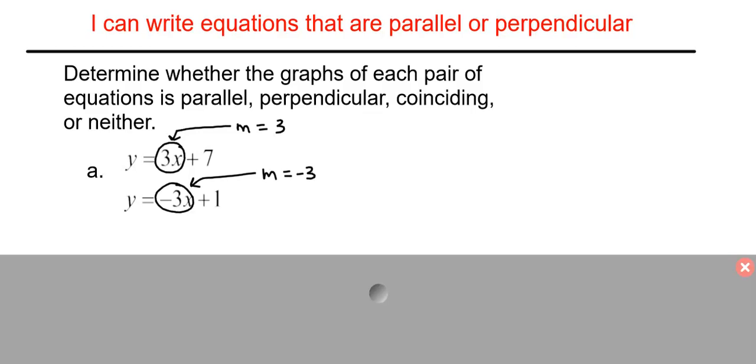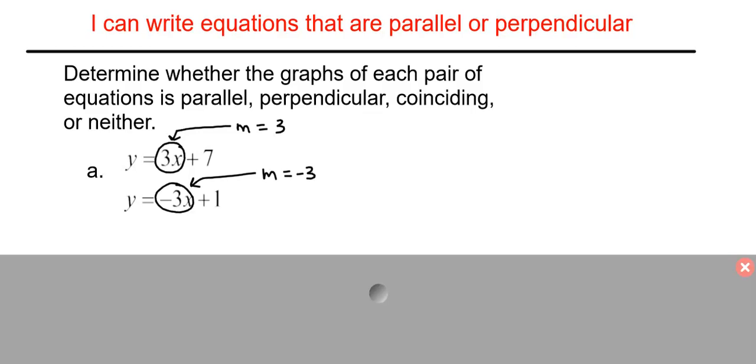If they're going to be coinciding lines, they would have to be the exact same equation. We definitely don't have that. Okay? If they're going to be perpendicular, our slopes would have to be opposite and reciprocal. Okay? In this case, only one of those happens.